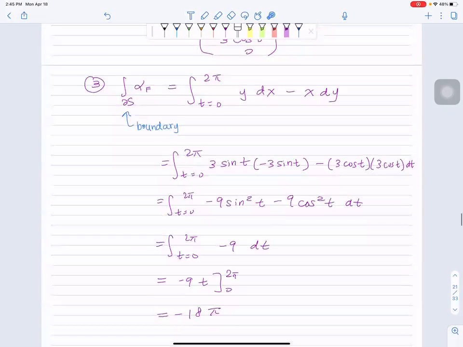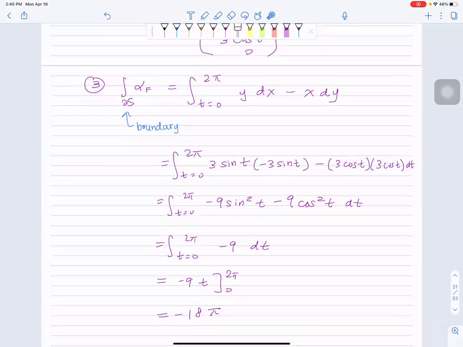Okay, any questions on that before we do Gauss's theorem or divergence theorem?